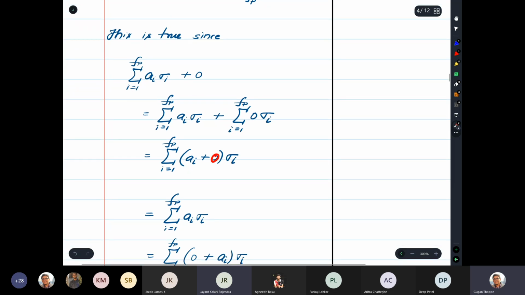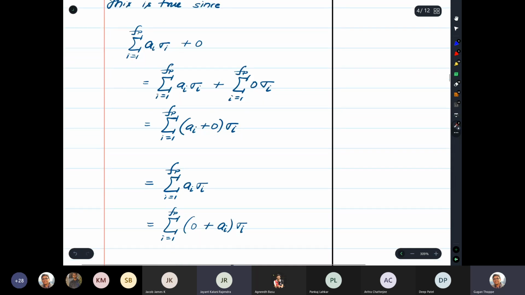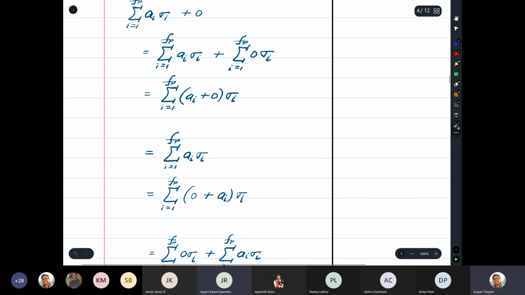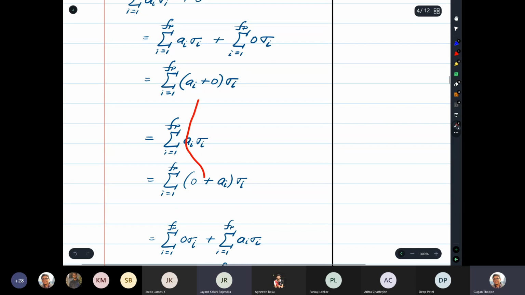However, we know that this 0 is the identity element in the field, right? This 0 over here is an element of Z2. This is the identity element of the field Z2. So ai plus 0 is ai, and this is also 0 plus ai, right? I hope you agree that these two relations follow from the fact that Z2 plus is an abelian group, where 0 is the identity element.